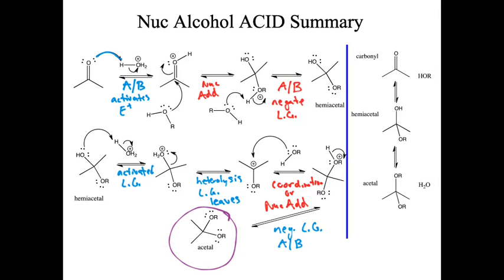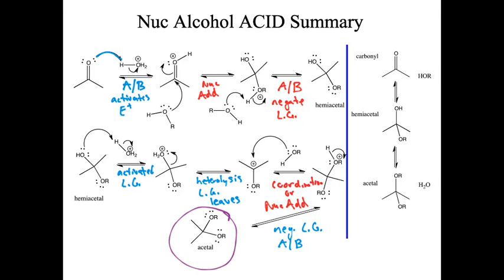Starts with a carbonyl. If I add one equivalent of alcohol, I go to the hemiacetal. I add a second equivalent of alcohol, I go to the acetal and water. To reverse the process, what do I need to do to add to the acetal? I add water, that's it, and it reverses the process.